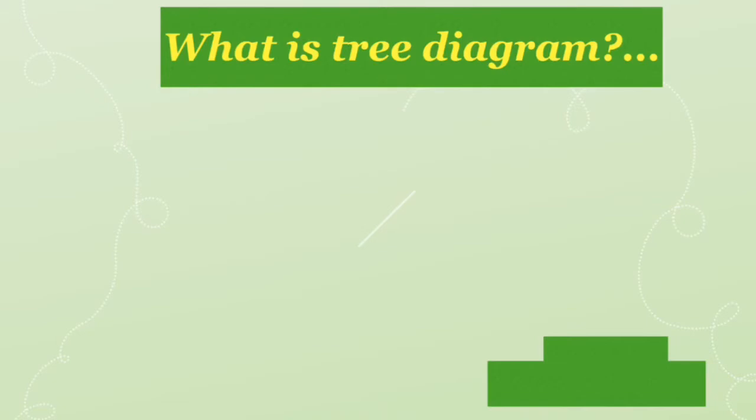What is a tree diagram? A tree diagram displays all the possible outcomes of an event. Each branch in the tree diagram represents a possible outcome.